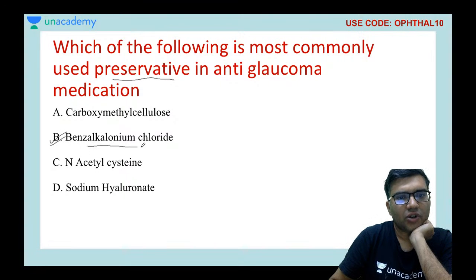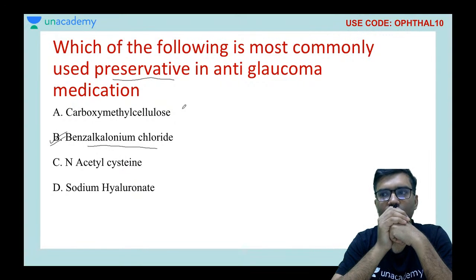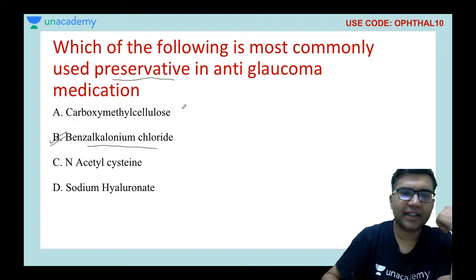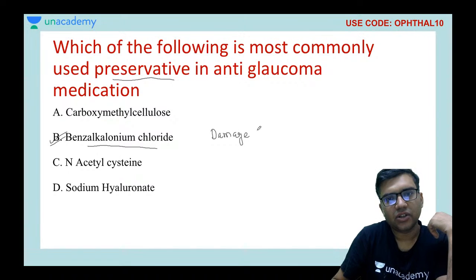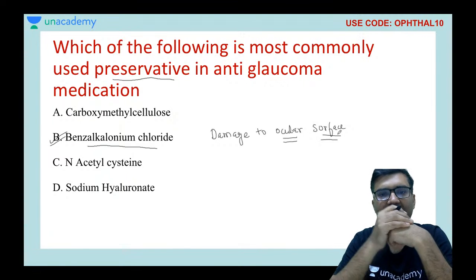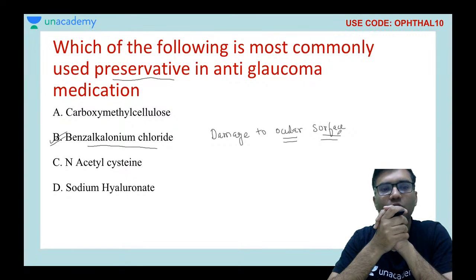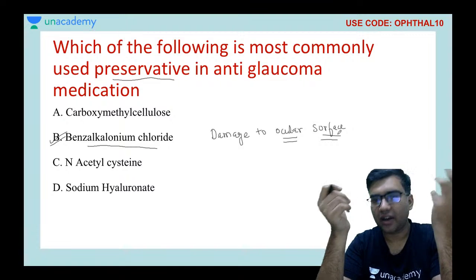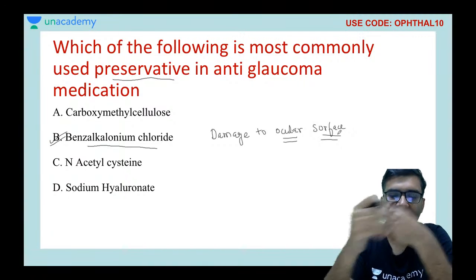Okay, so this not only is used as a preservative, another side effect which is so commonly asked about this drug is that it can cause damage to your ocular surface as well. So these are two very important characteristics of BAK. One thing that you have to remember regarding BAK is that it not only is used as a preservative, it increases the penetration of anti-glaucoma medication as well. So it is something which we have to use, we do not have any choice, but the problem is that it can damage your ocular surface also.